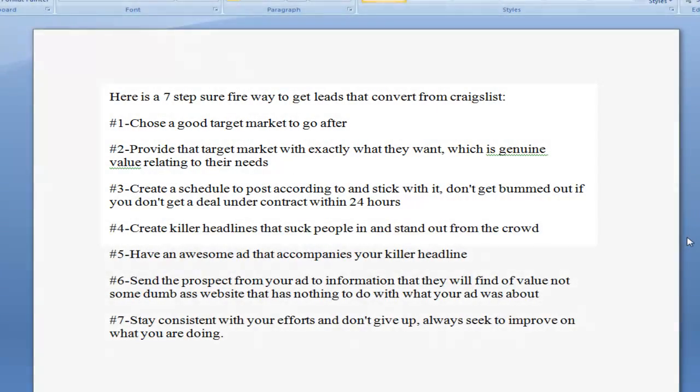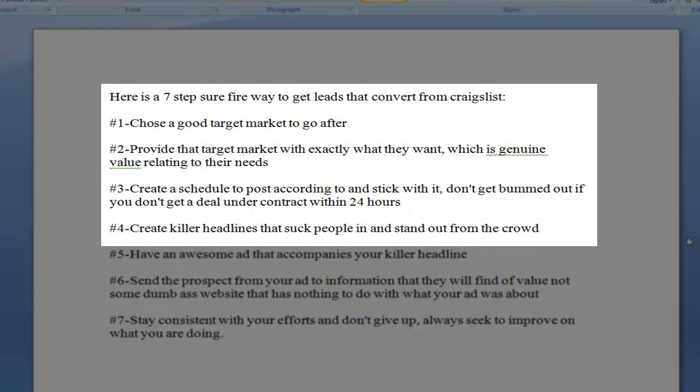All right. Number 4 is you want to write killer headlines that suck people in and make you stand out from the crowd. All right. This standing out from the crowd thing is crucial to your success, because if you blend in and look like everybody else, the chances of you being found by your target market are slim to none. You want to stand out, just like in anything else. So you write headlines that stand out.